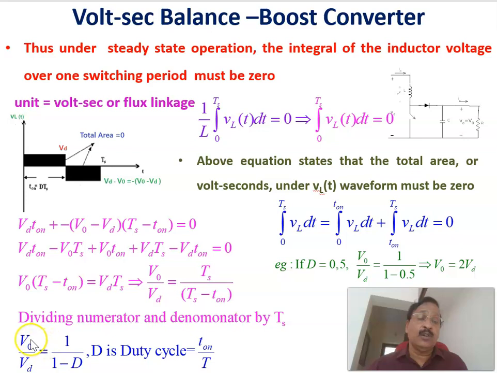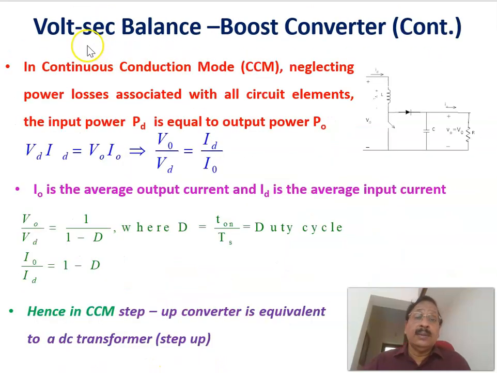The basic relation of average output voltage and input voltage is V0 by Vd equal to 1 by 1 minus D, where D is the duty cycle, on period divided by the total time period, Ts. Therefore, the average output voltage divided by the input voltage equals 1 by 1 minus D. D is the duty cycle, T on divided by Ts.